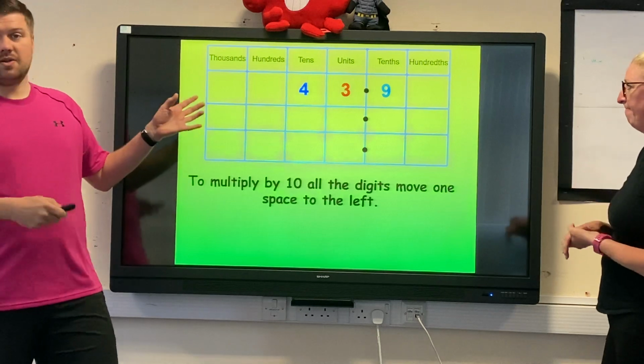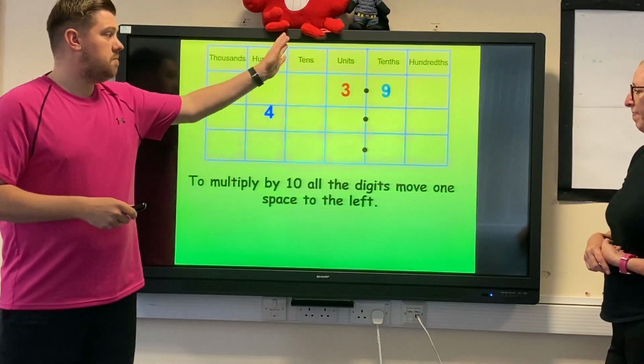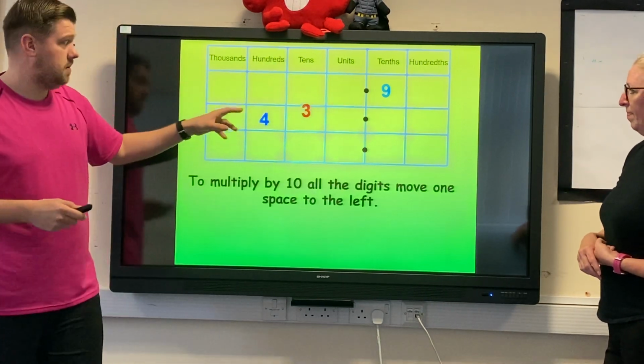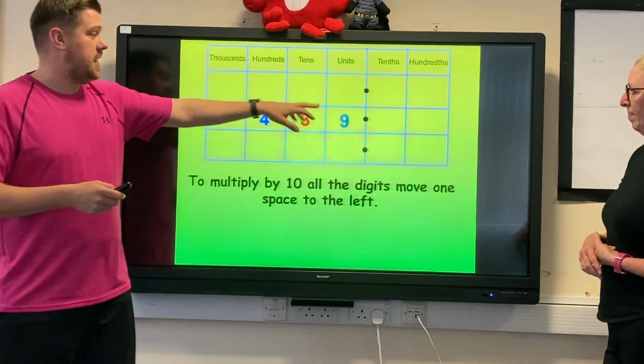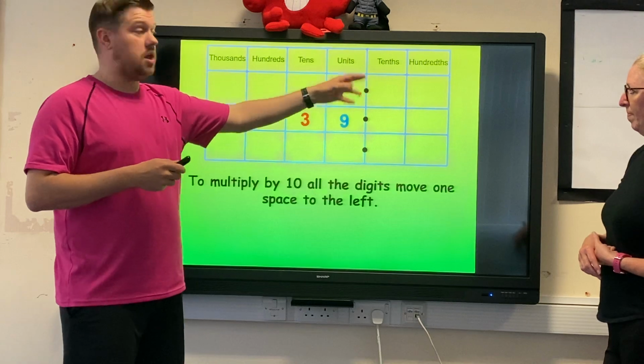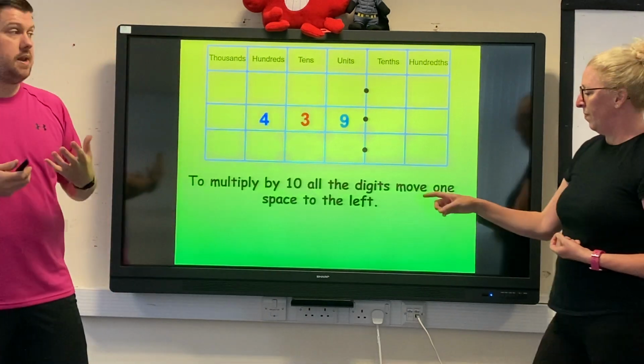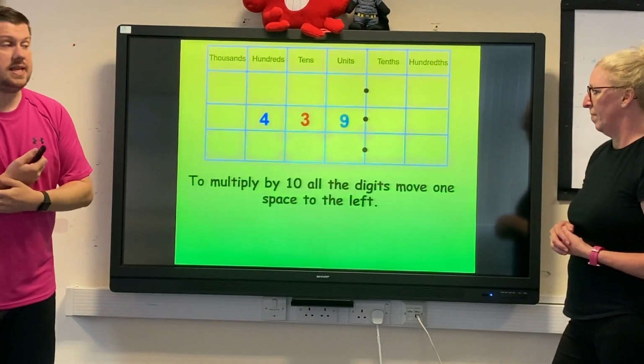As you can see using this PowerPoint, the 4 would move from the tens column to the hundreds column, the 3 would move from the units column to the tens column, and the 9 would move from the tens column to the units column. So our new number now would be 439.